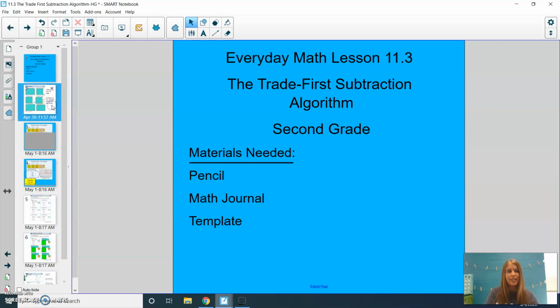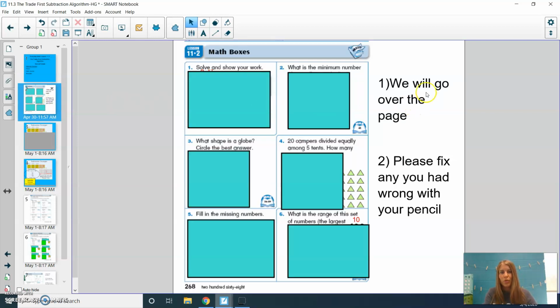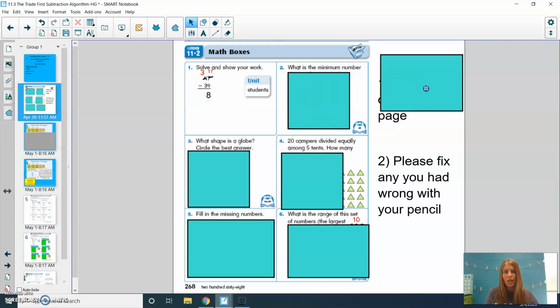Let's get started. The first thing that we're going to do is go over our math boxes from the previous lesson. So if you can open your math journal to page 268, if you notice that you have any wrong, please fix those mistakes with your pencil and your eraser. So for question number 1, solve and show your work.